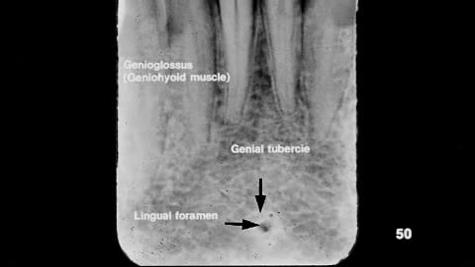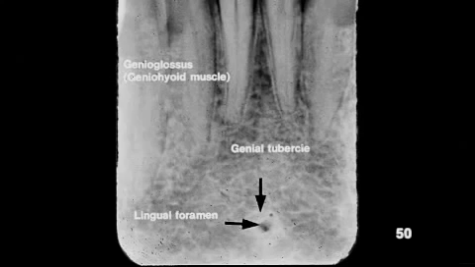In the mandibular incisor region is the lingual foramen. It is radiolucent. It looks like the hole in the donut. Around it are the genial tubercles. These are radiopaque and they are spurs of bone for ligament attachments.